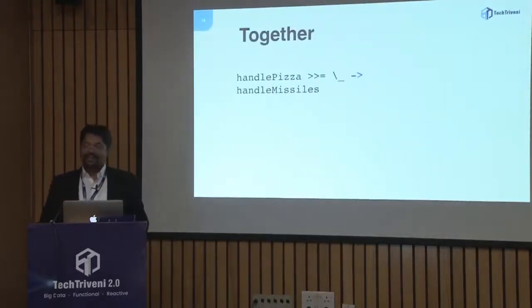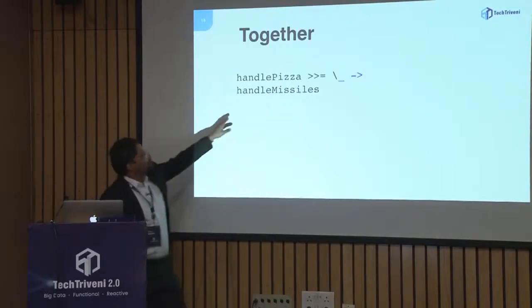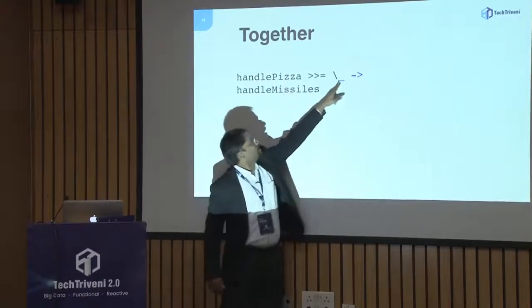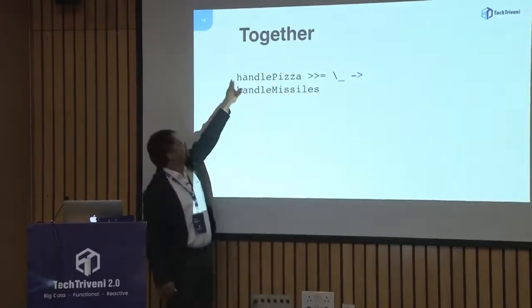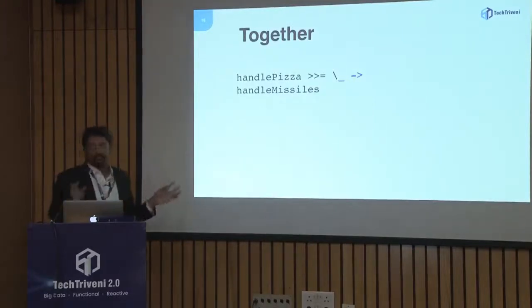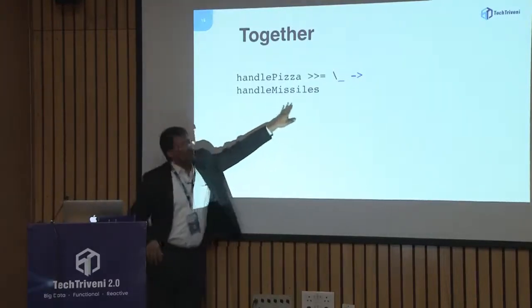Okay. And then you can compose those two functions together. Again, I'm using the same syntax. I'm saying do this, right? The result of this I don't care about because there's nothing coming out of handle pizza. The handle pizza function has already handled everything, right? It's ordered the pizza if needed. And then handle missiles.